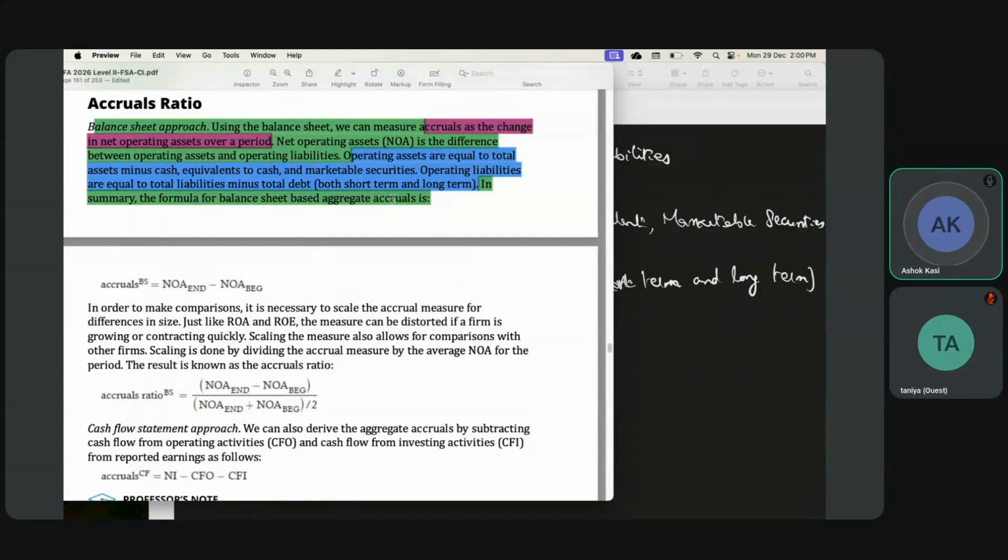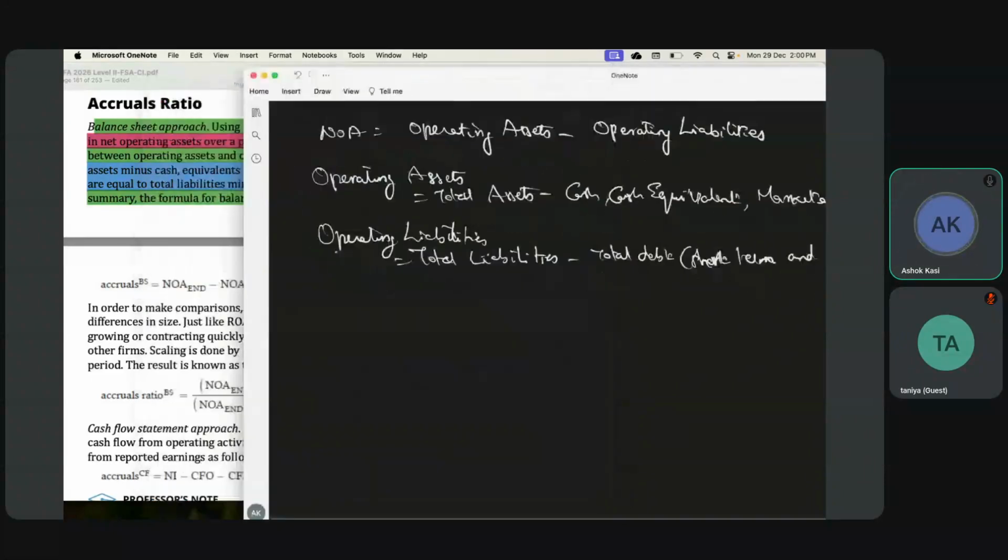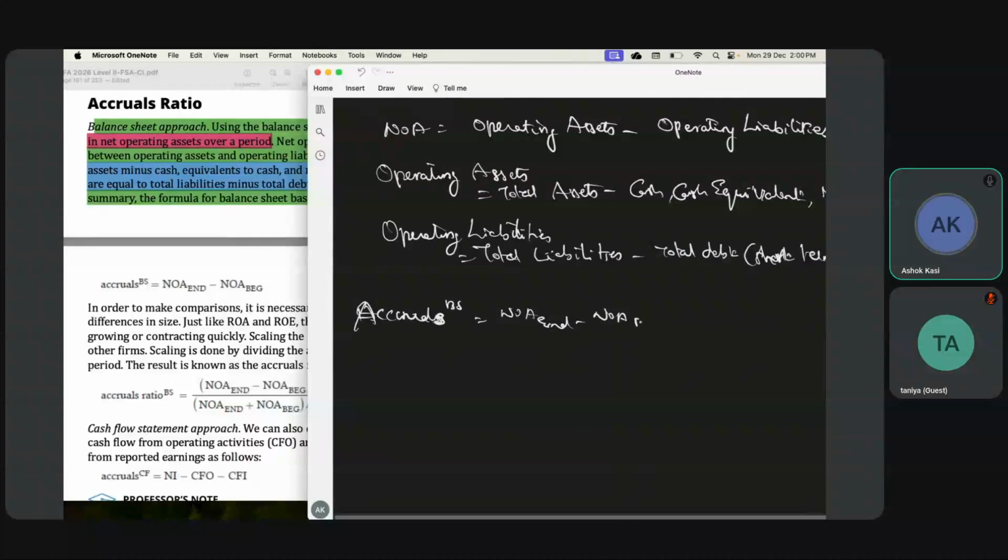And then the formula for balance sheet based aggregate accruals: net operating assets ending value minus net operating assets beginning value.